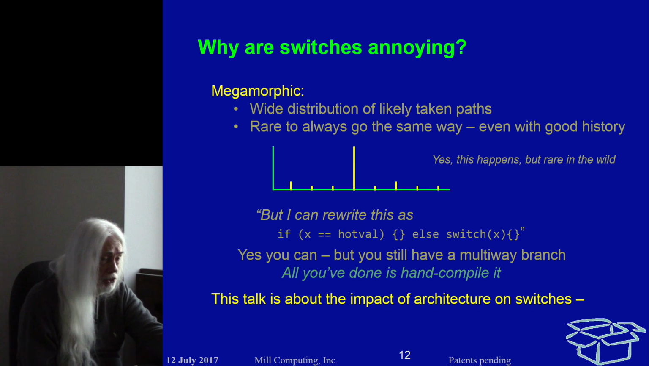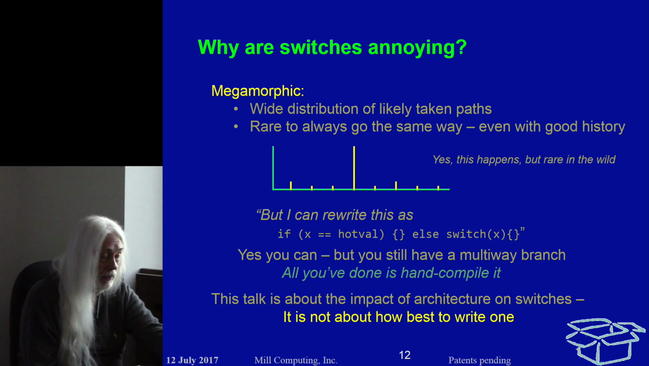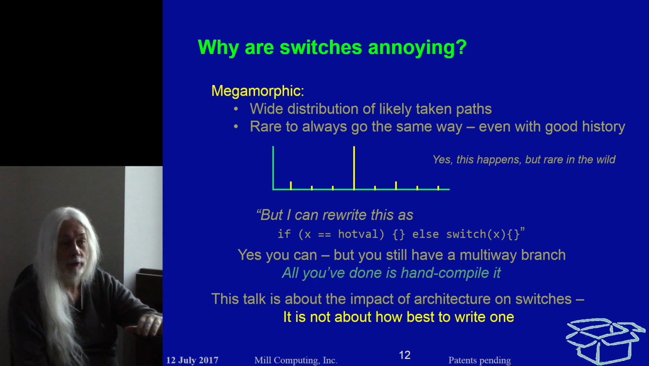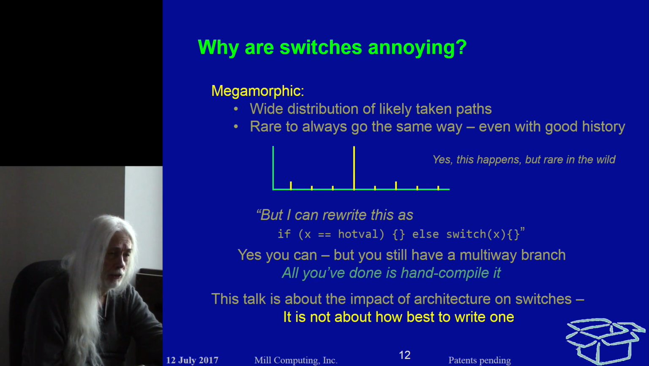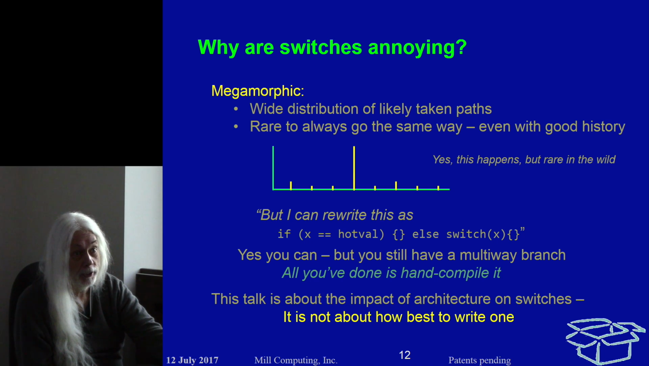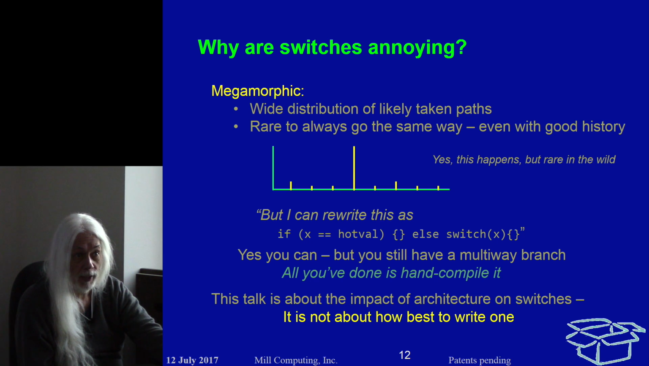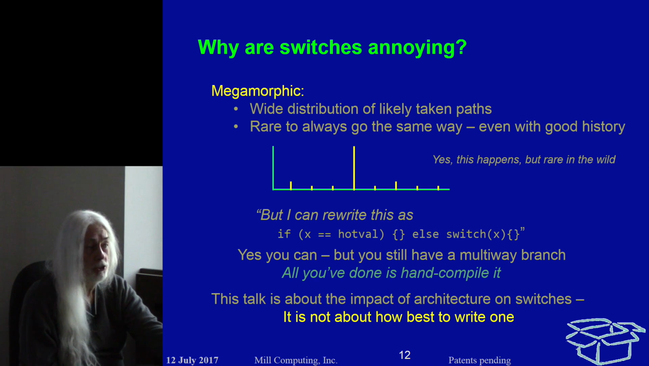Now, this talk is about the impact of architecture on switches and on the code generation for switches. It's not about how best to write one. So I'm not going to go into, oh, you ought to write an if in front or anything like that. I'm basically going to be showing you, for a machine that's different than the kinds of machines that you ordinarily use, what is the impact on the code that you will get and the quality and the performance you'll get out of it. Because everything you write, especially if you're writing system programming, is impacted by the architecture that you're running on.